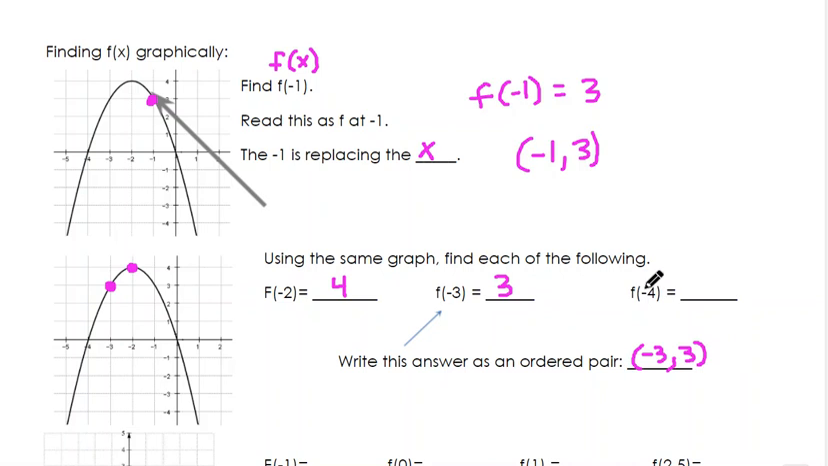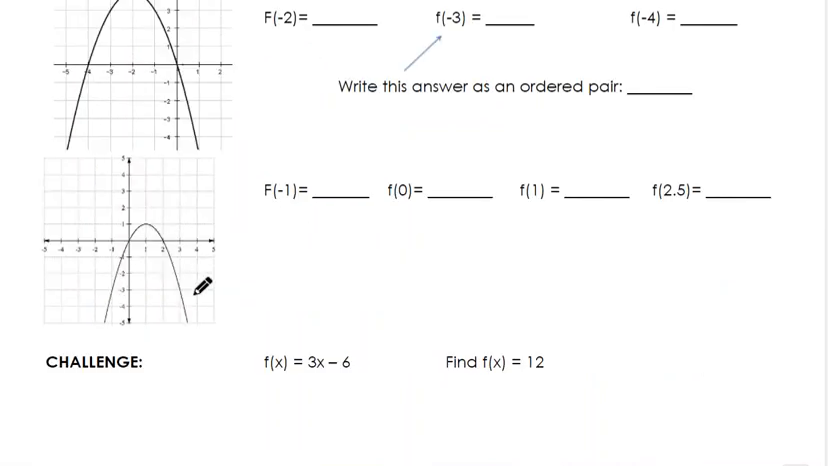All right, let's see this last one, f at -4. So I'm going to go to my x at -4 and see where it crosses the graph line, and it crosses right there. Well, what's my y value there? Well, my y value there is 0, so this would be 0. So if I wanted to write that as an ordered pair, it would be (-4, 0). Okay, so the number inside the parentheses is your x value. All right, so that's important to remember, your input. All right, let's keep going.